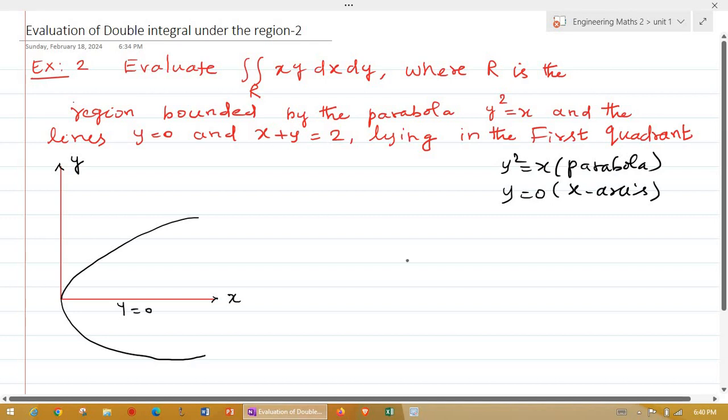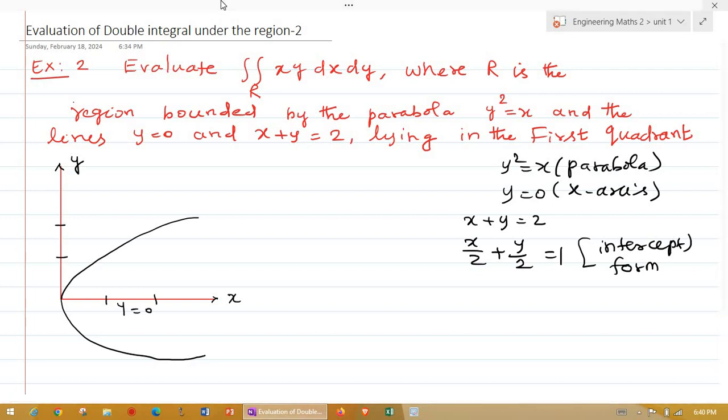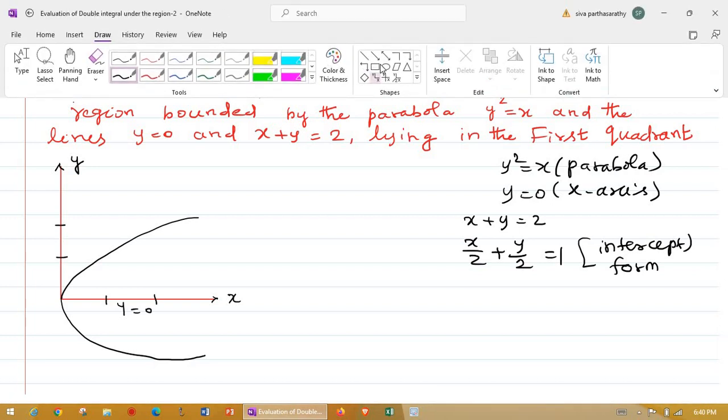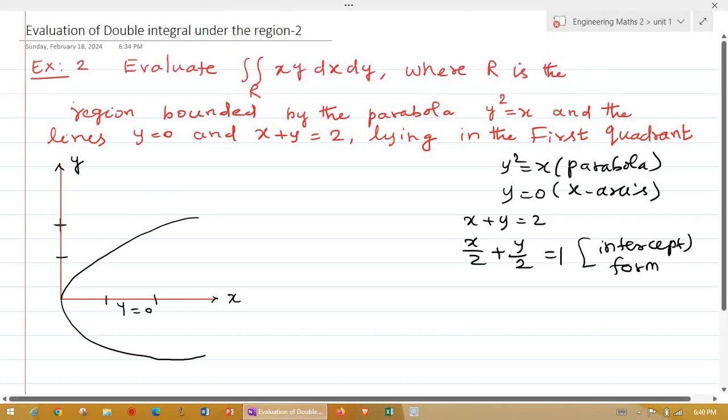And then x plus y equal to 2 can be written as x by 2 plus y by 2 equal to 1. It is the intercept form of the straight line, with x intercept 2 and y intercept 2. If we mark these two points, then we can draw the straight line connecting both points.